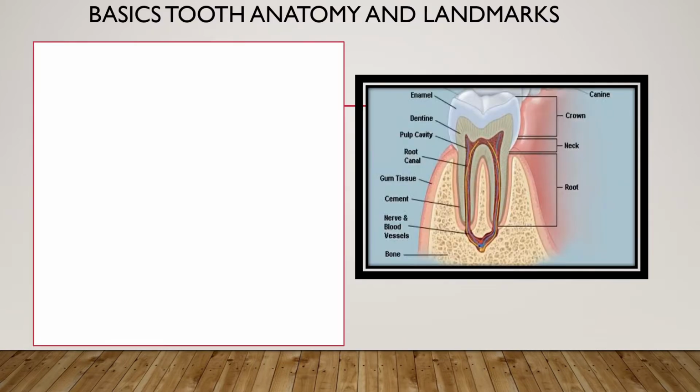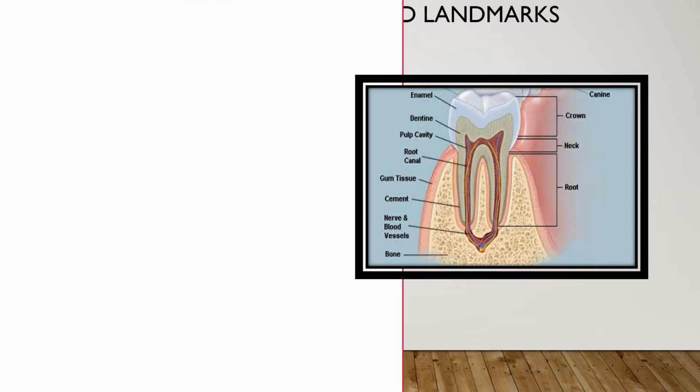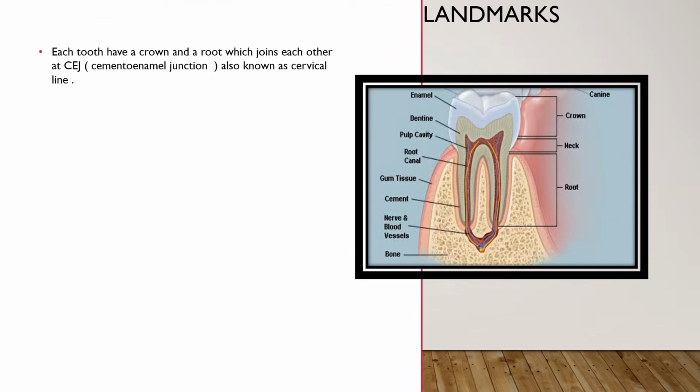Today we are going to talk about the basic anatomy and the landmarks of the tooth. So let's begin. As we all know, each tooth has two portions, a crown portion and a root portion. The crown portion of a tooth is the portion which we can see in the oral cavity, and the root portion is embedded in the bony socket of the jaw.